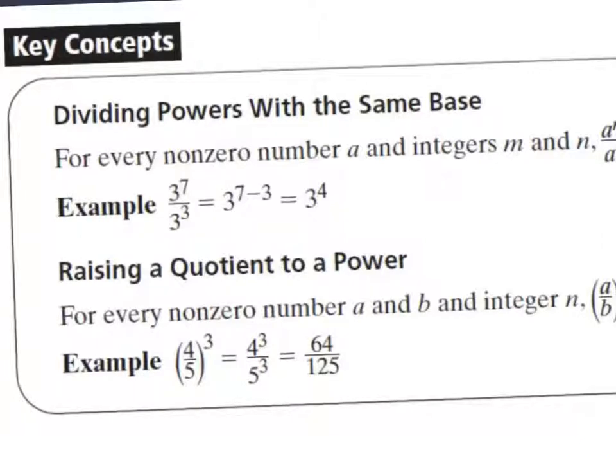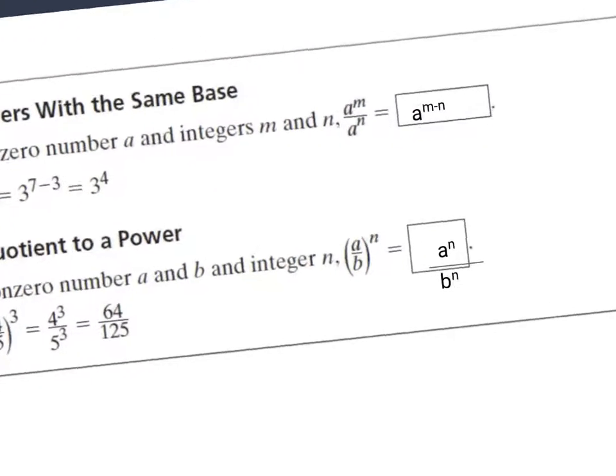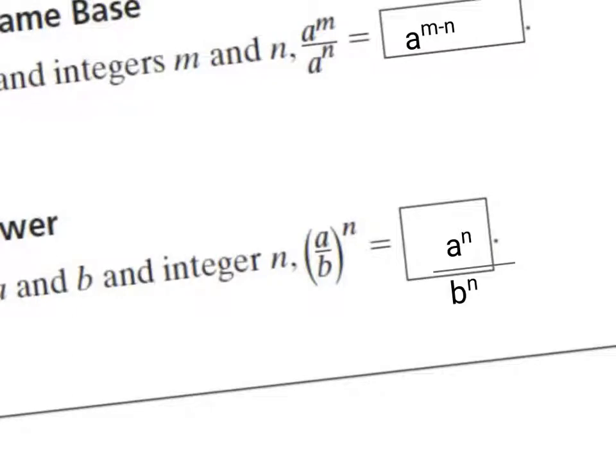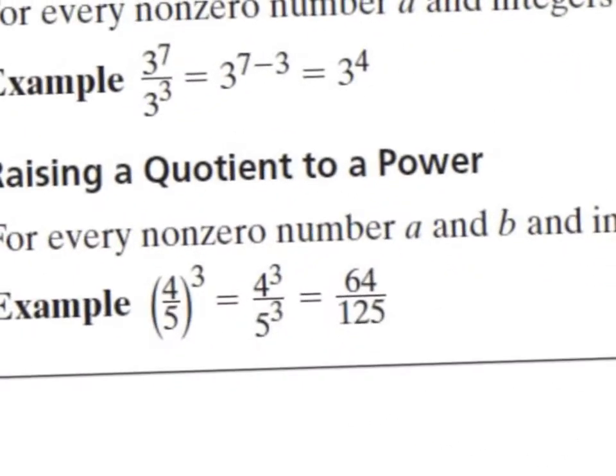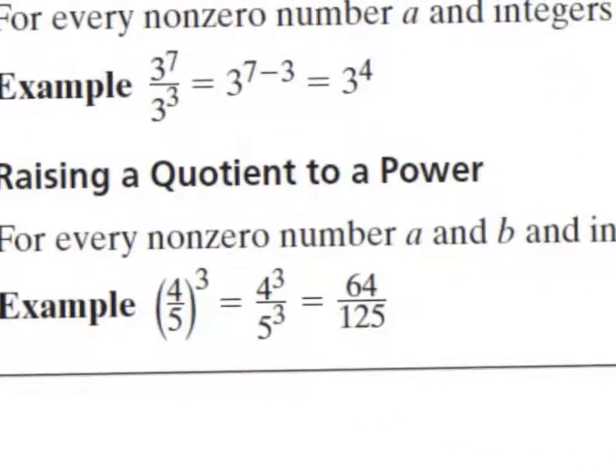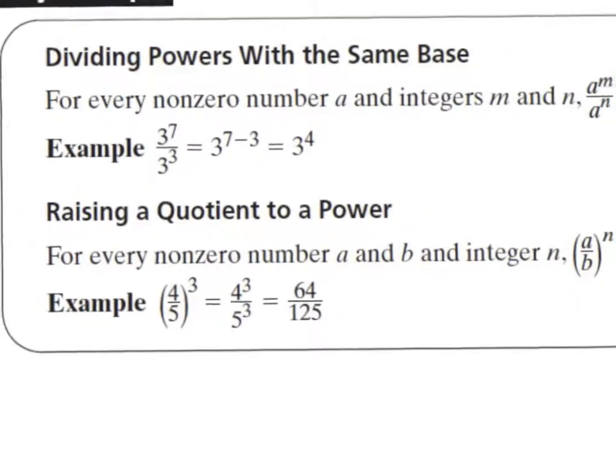Anytime we have a quotient to a power, and remember, a quotient is just a division problem, okay? With a quotient to a power, we technically distribute that power to both the numerator and the denominator. So if we look at our example here, 4/5 to the 3rd becomes 4 to the 3rd over 5 to the 3rd, and then we can simplify that to 64 over 125.